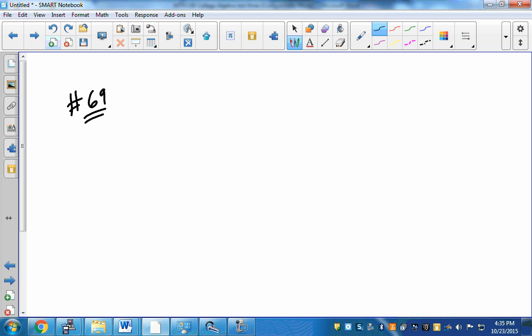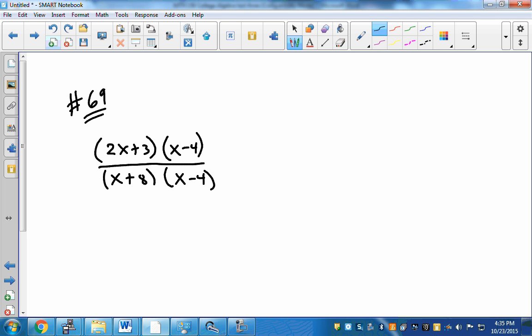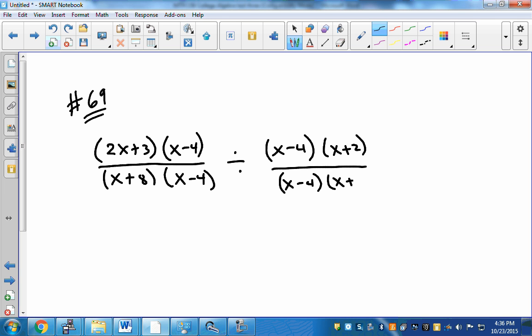So in 69, we've got 2x plus 3 times x minus 4 divided by x plus 8 times x minus 4, and that now is divided by x minus 4 times x plus 2, and that's divided by x minus 4 times x plus 8. And the directions say divide.